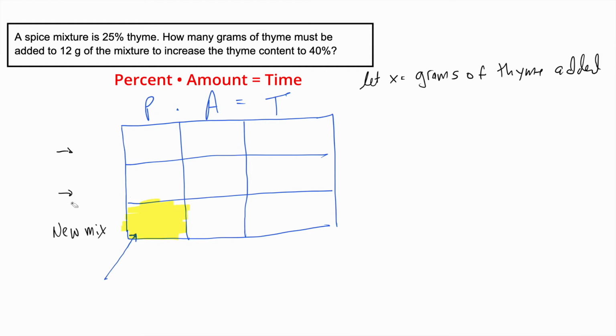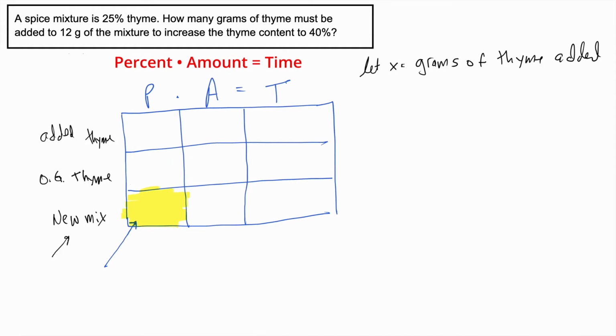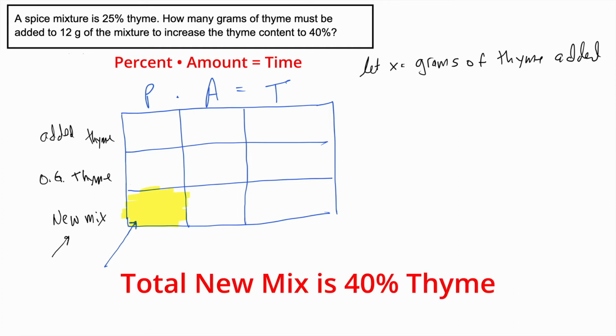Yeah, so this one in the middle right here, I'll just call it OG thyme. And what's the top one? The thing you're adding in. See, in the previous problem, we added water. So what are we adding in here? So added what? Yeah, added thyme. To increase the thyme, yeah, that would be 40.